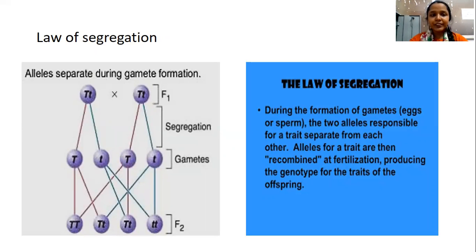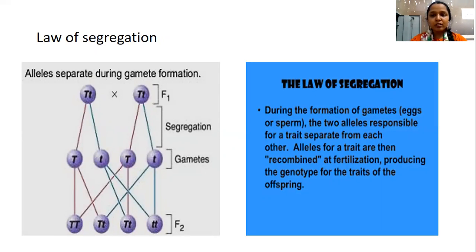That is, the laws: law of dominance, law of segregation, and law of independent assortment. Here in our university syllabus, they have considered only the law of segregation and the law of independent assortment. But I'll explain the law of dominance even. Law of dominance is nothing but the expression of the dominant gene by suppressing the recessive gene.